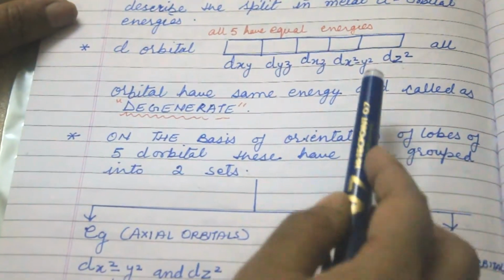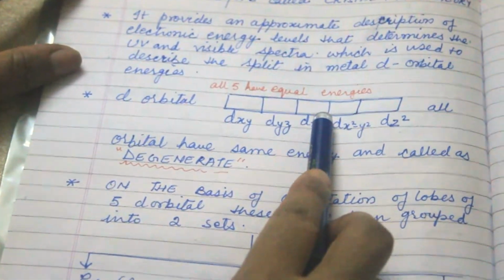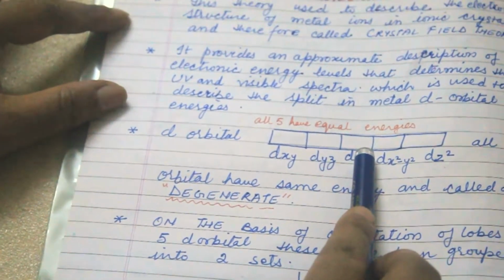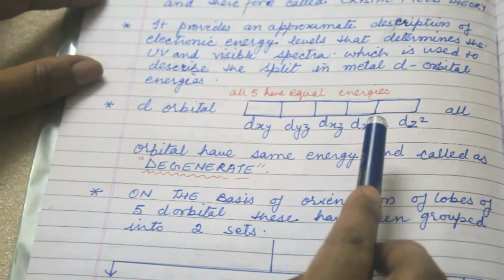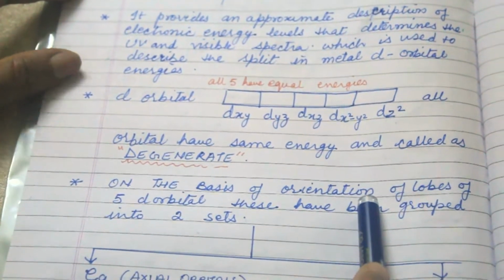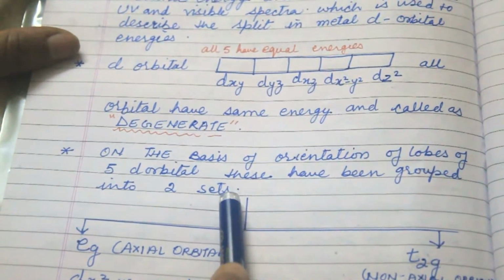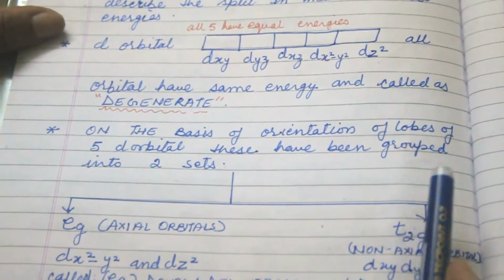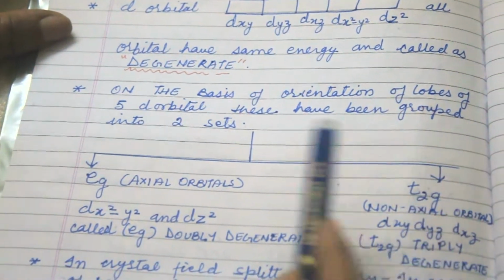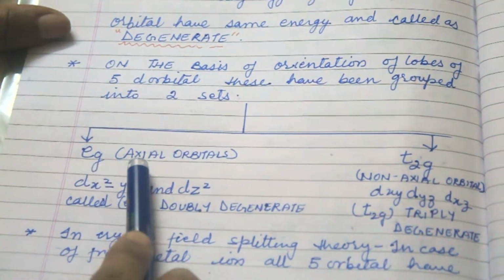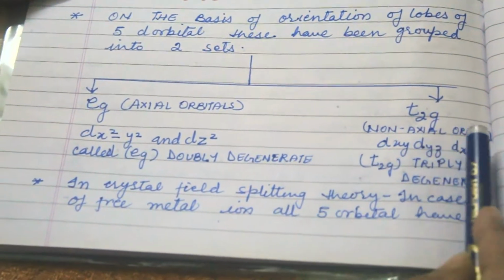When the ligands approach them, there is repulsion and they become higher in energy and split into two parts. On the basis of the orientation of the lobes, the 5 orbitals are grouped into two sets. When they get attached to the ligand, they experience the field and split into two parts. The first part is Eg, the axial orbitals, and the second part is T2g, the non-axial orbitals.